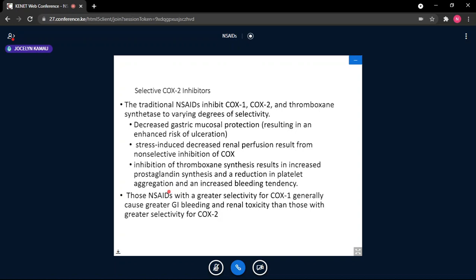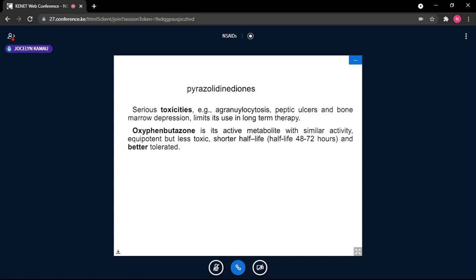Either way, you look at the risk-benefit ratio and then make an informed decision whether indeed the patient should have the drug. I think with that, again, we are done with the pyrazolidinediones and the pyrazolones and the oxicams. So we are done with the enolics.